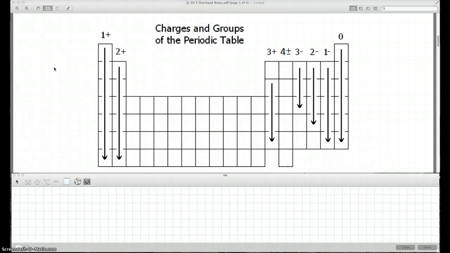This is one of the most important patterns on the periodic table. This 1 plus, 2 plus, 3 plus, 4 plus or minus, minus 3, minus 2, minus 1, 0. It's on your periodic table, though. You don't have to memorize it. We will use it a lot for this chapter.